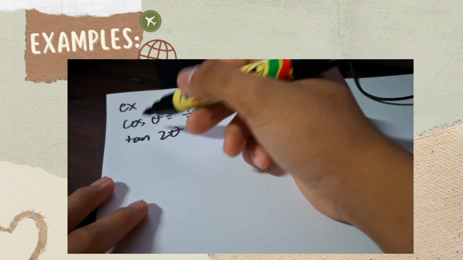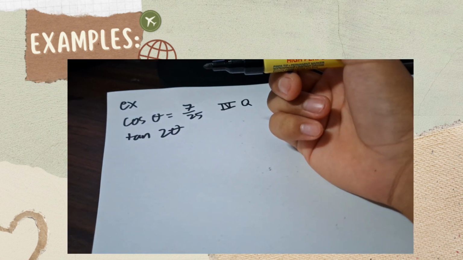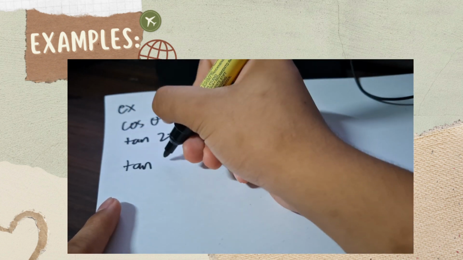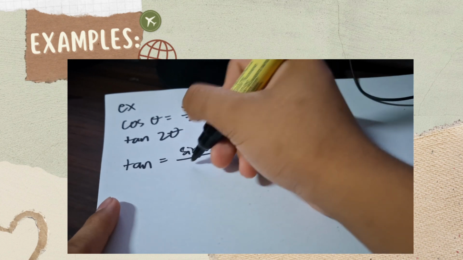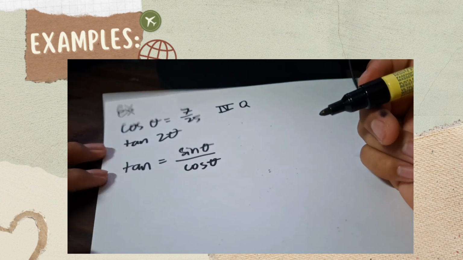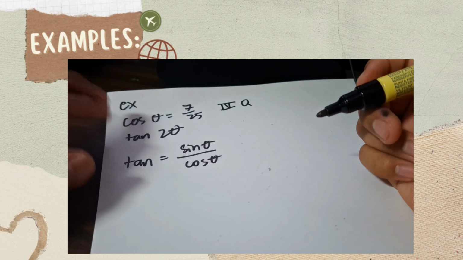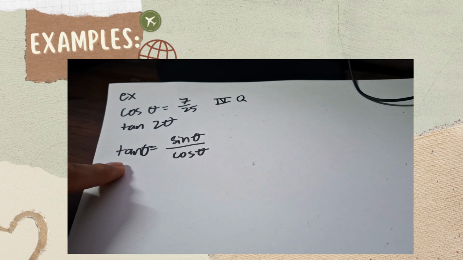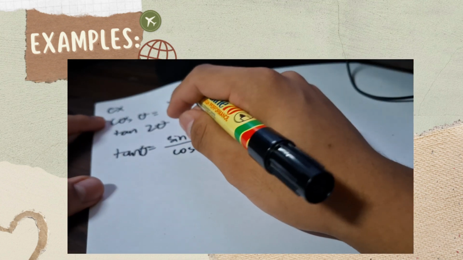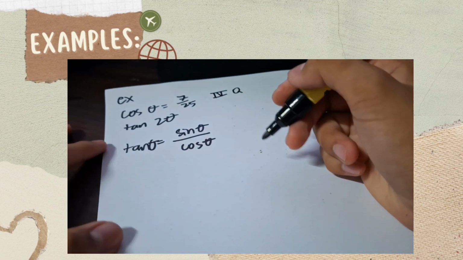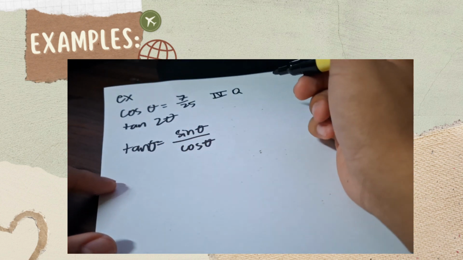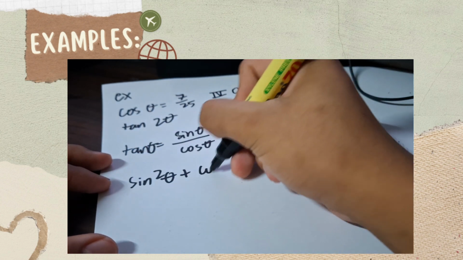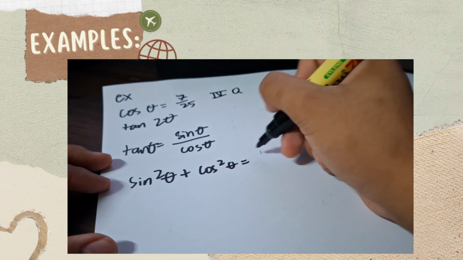So now, since it's cosine, we need to use the Pythagorean identity of cosine and sine to get the identity for tan, which is sine theta over cosine theta. That is one of the ways to get tangent. So first we need to find sine in order to complete tangent theta. So let's do that. Since we know our cosine is 7 over 25, we can input that into the Pythagorean identity of cosine and sine using sine squared theta plus cosine squared theta equals 1.